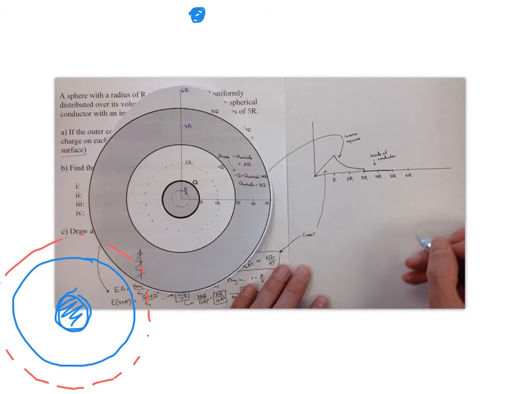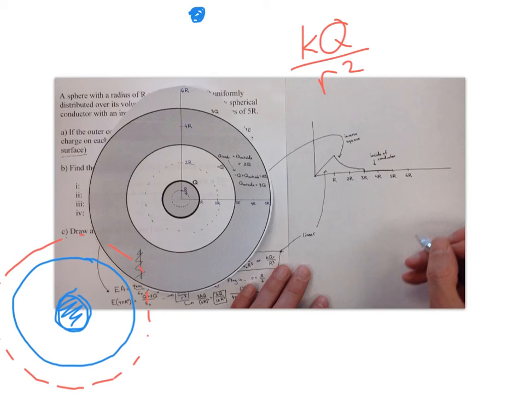Once you get outside of it, then it follows that other equation that you can't see because it's covered up by my hand, KQ over R squared. Okay, therefore it's going to decrease according to an inverse square. This part is labeled inside the conductor. Between 3R and 5R, that's inside the conductor. So the electric field will drop down to 0 everywhere within that region. Outside of that region, the electric field exists again, right?